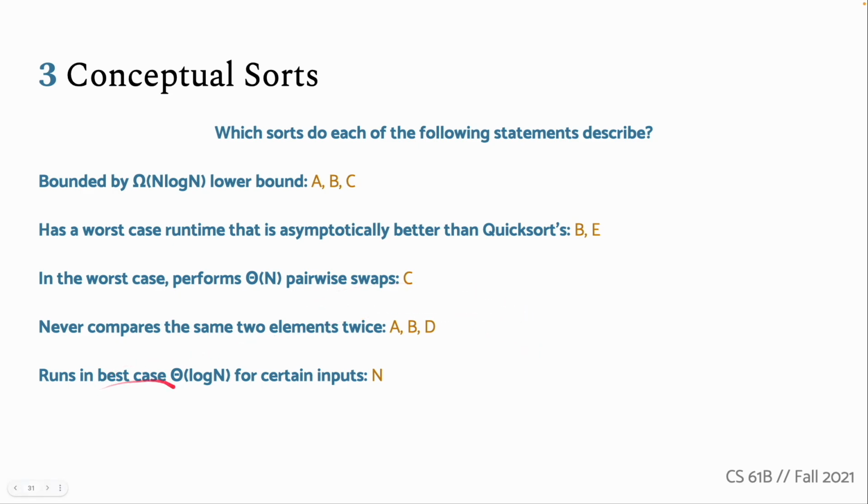And what runs in best case theta log n for certain inputs? And the answer is none of the above. Everything takes at least linear time because you have to look at every element, even if looking at it only takes constant time. That is still linear time, which just takes longer than log n time.